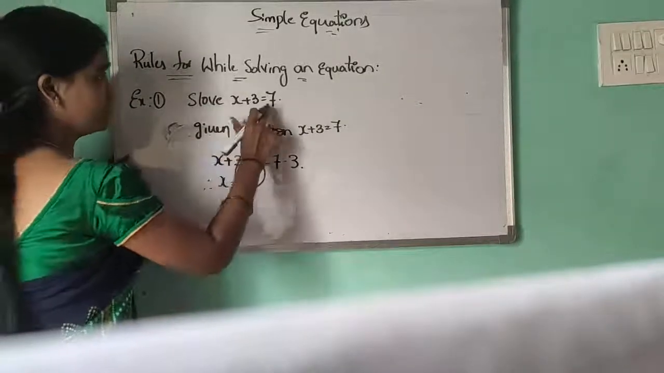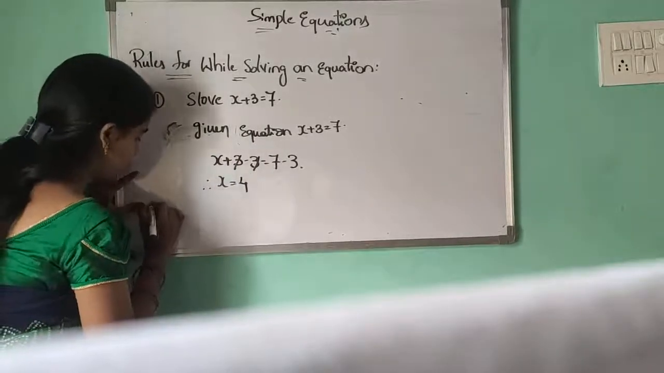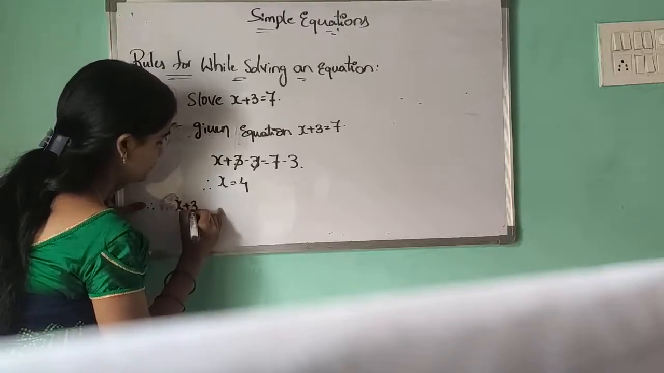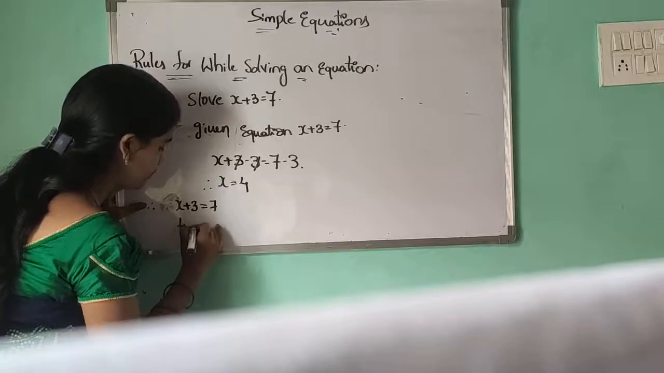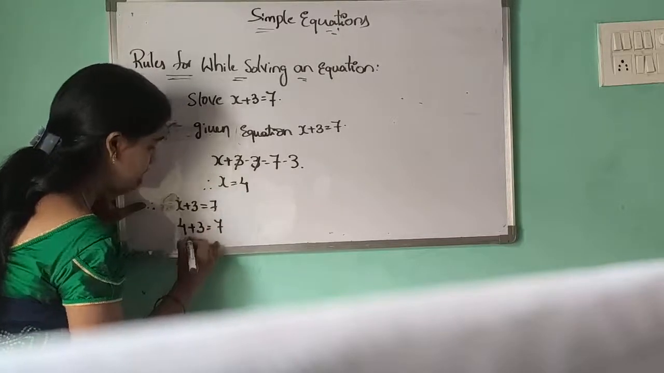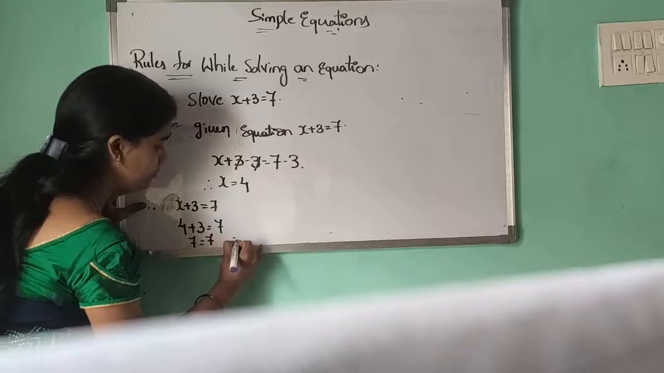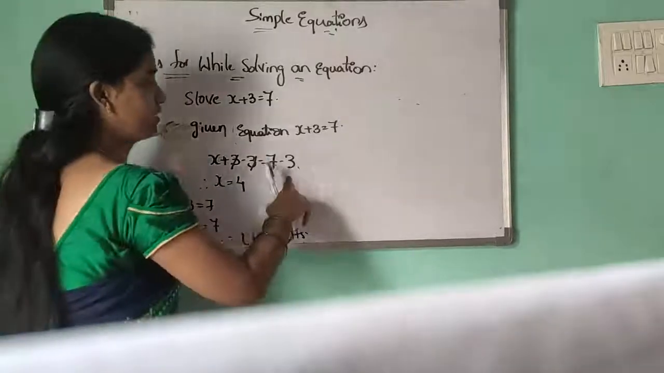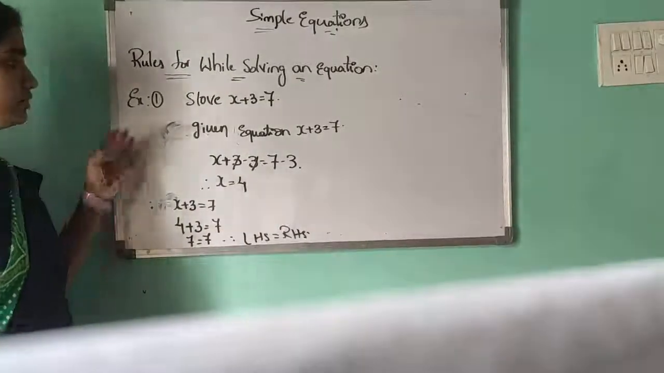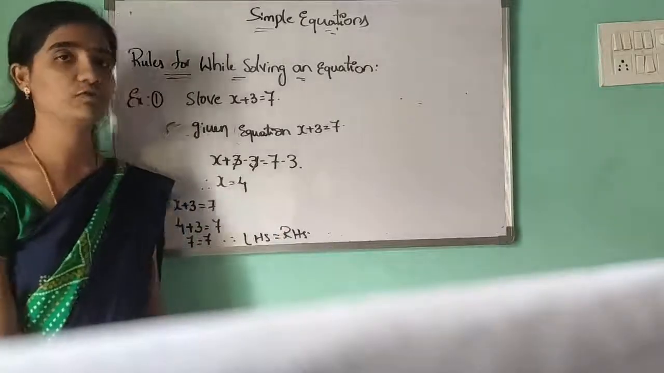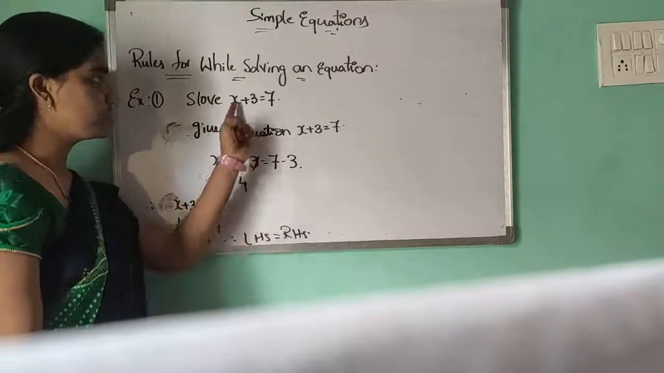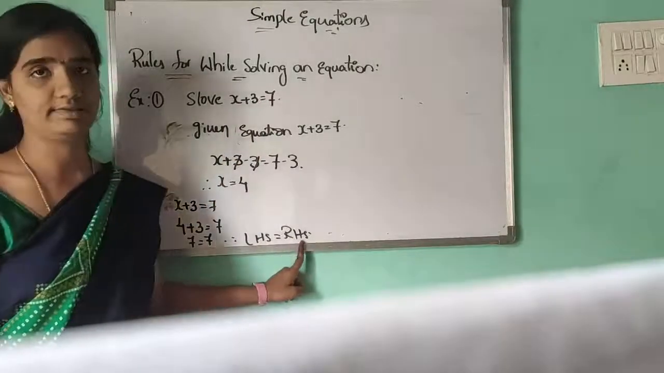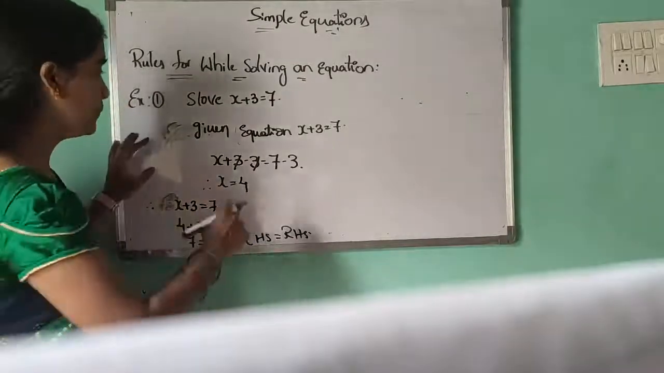Let's check whether LHS equals RHS. x plus 3 equal to 7, and the x value is 4. 4 plus 3 equal to 7. So the LHS equals the RHS. First we have to check whether the x value is true or not. The x value is 4, 4 plus 3 equal to 7, the RHS is 7. So LHS equal to RHS.